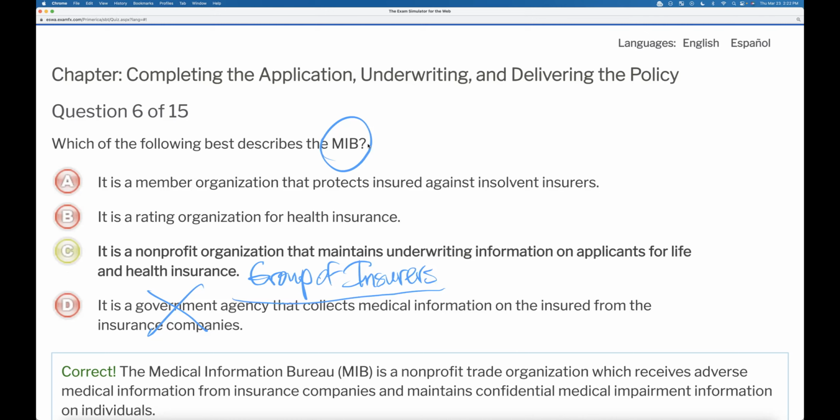So it's like, for example, Allstate, Farmers, State Farm, New York Life, Transamerica, Primerica. They all get together and say, hey, this person is trying to apply for life insurance. Be careful, he has cancer or something like that. I mean, that sounds kind of bad, but that's pretty much how it works. They share health insurance and life insurance medical underwriting information to protect each other from people that are trying to commit fraud. Okay.